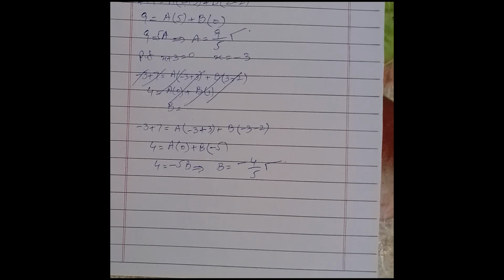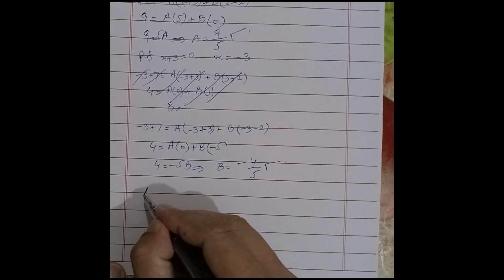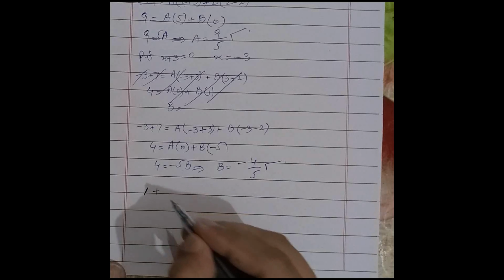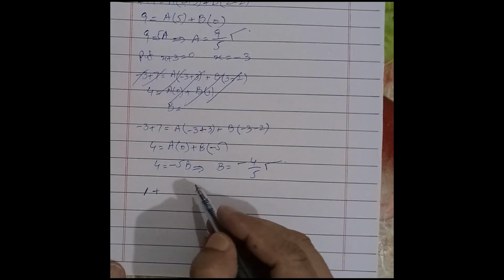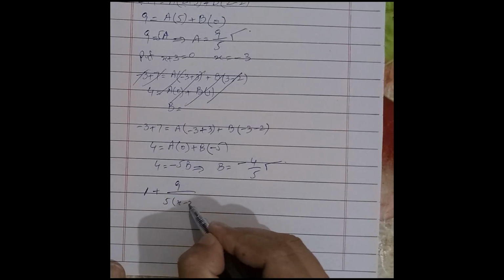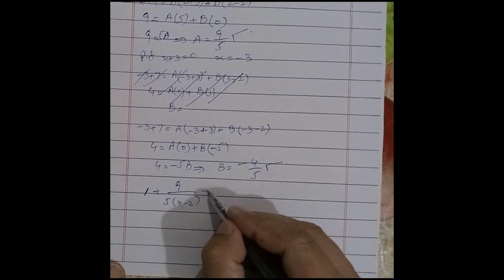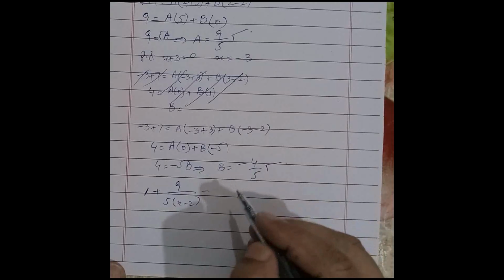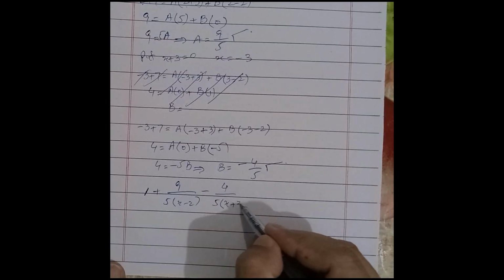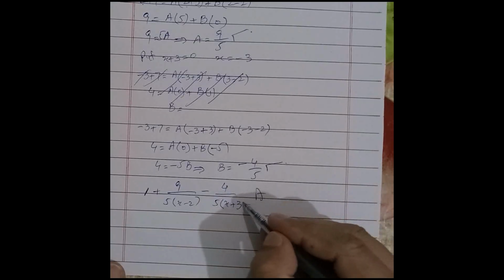Now we put these values a and b in the question and we get the 1. Then we convert it in proper to proper. 1 plus a is 9 over 5 bracket x minus 2 minus 4 over 5 into x plus 3, and it is the answer of question 7.